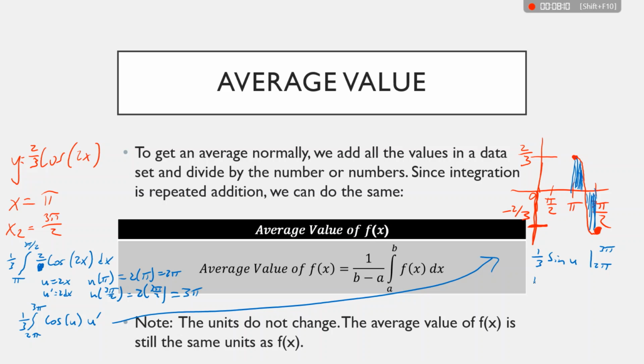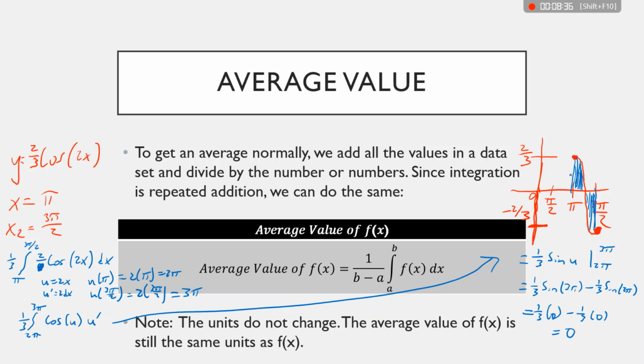And then when I plug it in, this will be 1/3 times the sine of 3 pi minus 1/3 times the sine of 2 pi. Okay, the sine at 3 pi is 0. The sine at 2 pi is also 0. So this is 1/3 of 0 minus 1/3 of 0 is 0. Which we can kind of see from our graph.